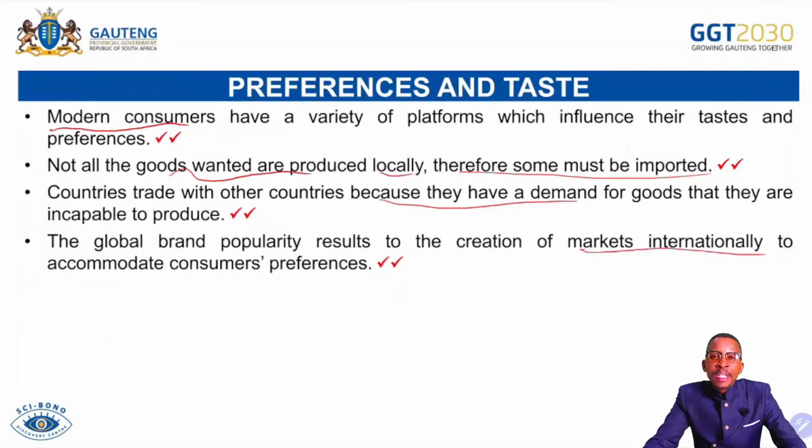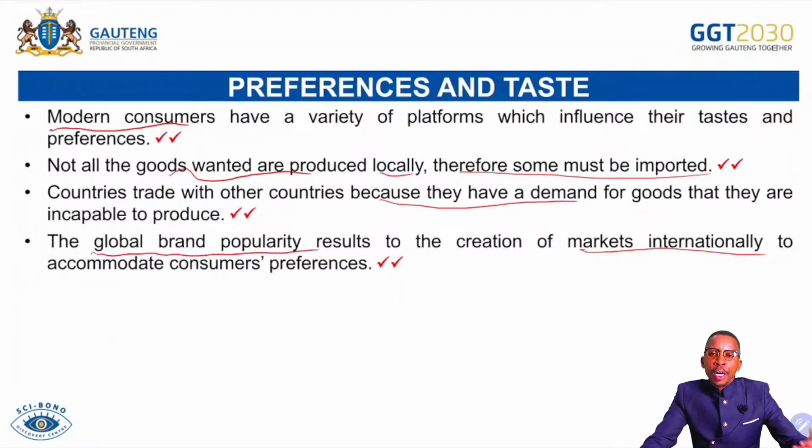We know that there has been global brand popularity. You find that a brand is very popular across the world, which attracts consumers to demand those brands, even though they are based in different countries. So that will lead to the creation of that particular market for those goods internationally, allowing consumers to satisfy their needs and wants. The simple example I'm talking about is the iPhone. The iPhone is not produced in South Africa, but because of brand popularity, we are familiar with it.